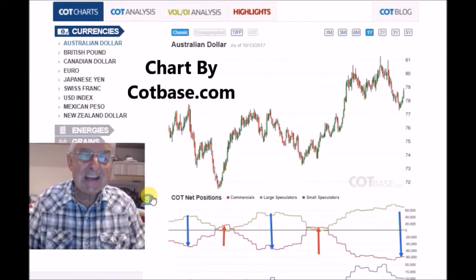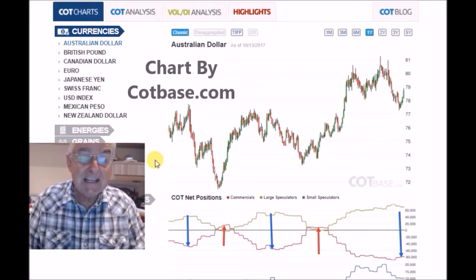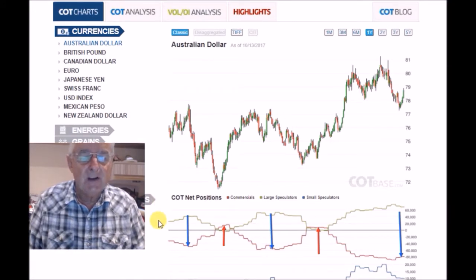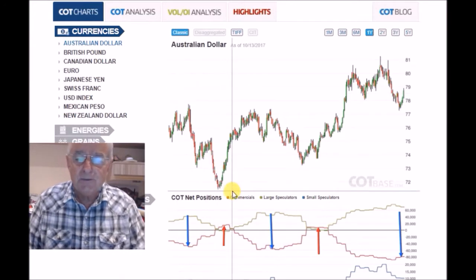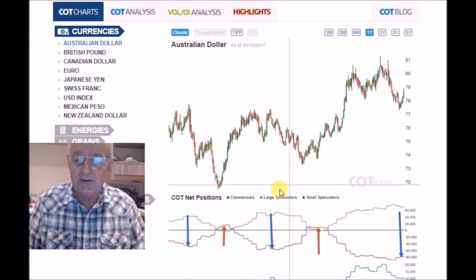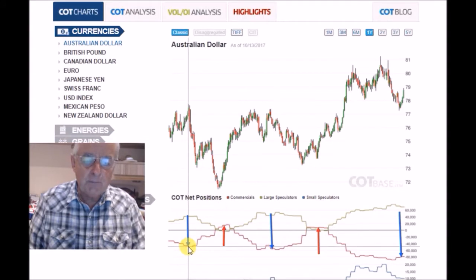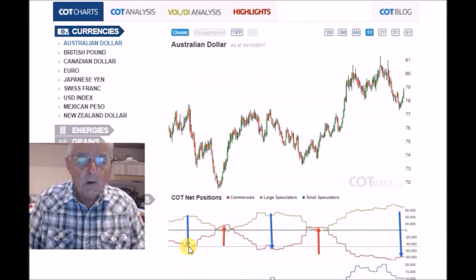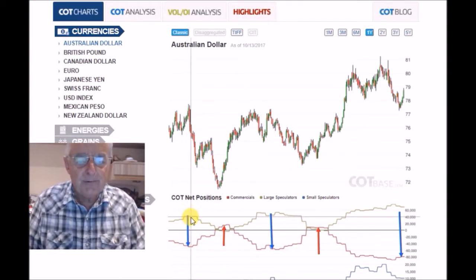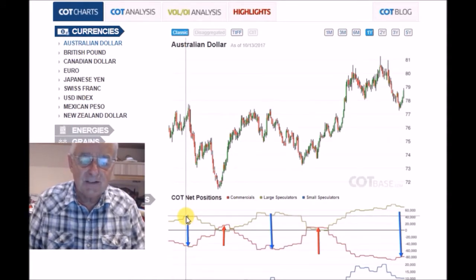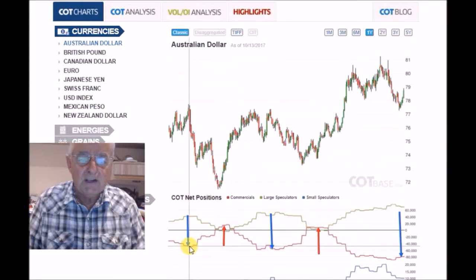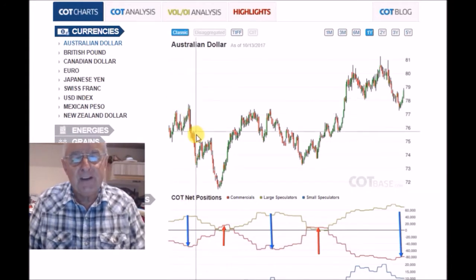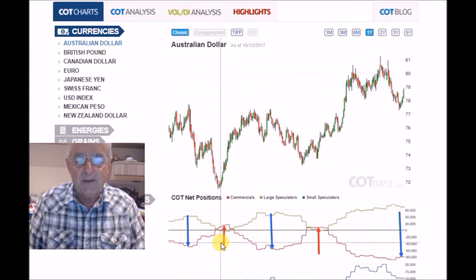And here we have a graph of the positions over 52 weeks, that's a year, for the commitment of traders of the commercials and non-commercials. And this is for the Australian dollar. This chart is produced by cotbase.com. And you can see here where we got to a low position with the commercials, and we're completely opposite to the speculators, and they've got a long position, so we're short. You can see we had a big drop off in the price of the Australian dollar.